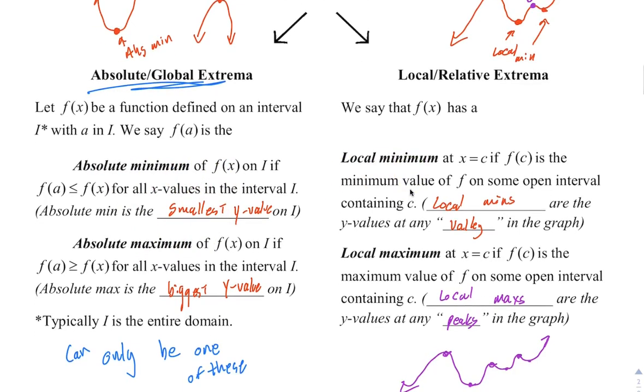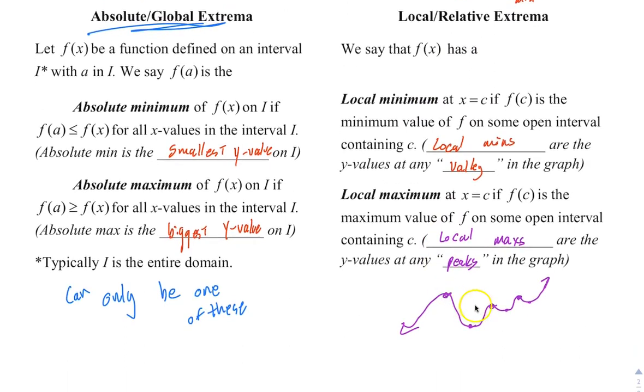But if you saw right here, like the local min and max, there could be more than one. My graph I showed right there has 3 local maxes and 3 local mins, right? Since it's just local, you can have more than one.